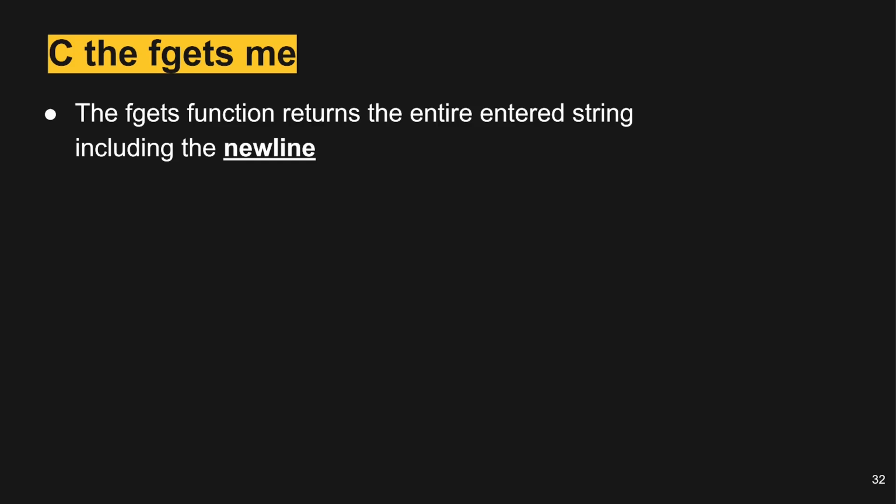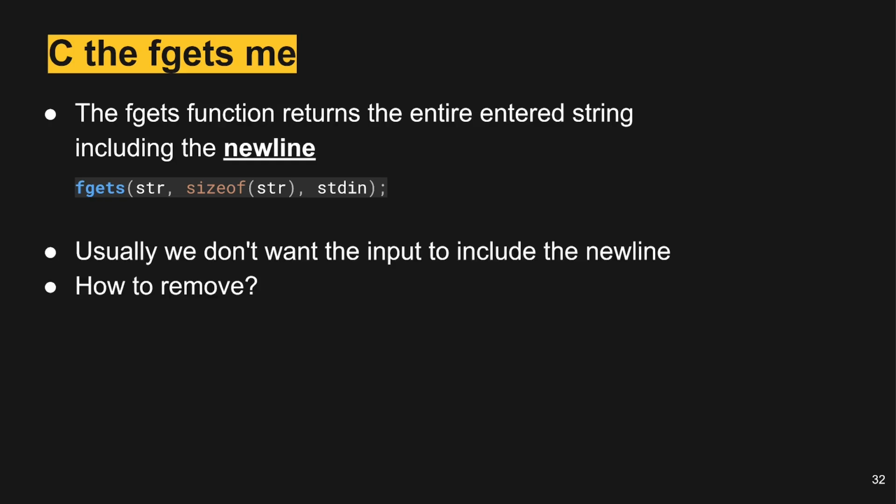With fgets returning all of the input, including the new line, we're typically going to want to clean out the new line. For example, imagine the user was entering their name, John Smith; we wouldn't want to capture that new line at the end. It might mess up some of our displays for how we're displaying data. So typically you'd want to remove the new line from the input. And so how do we go about doing this?